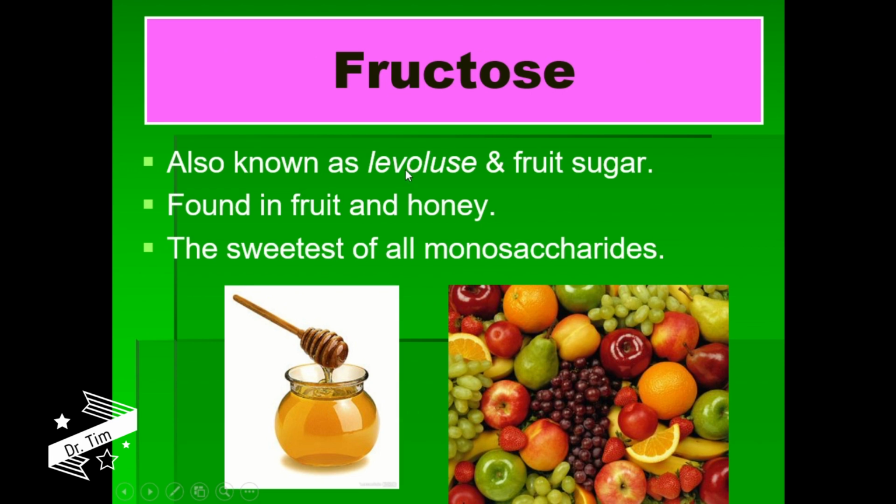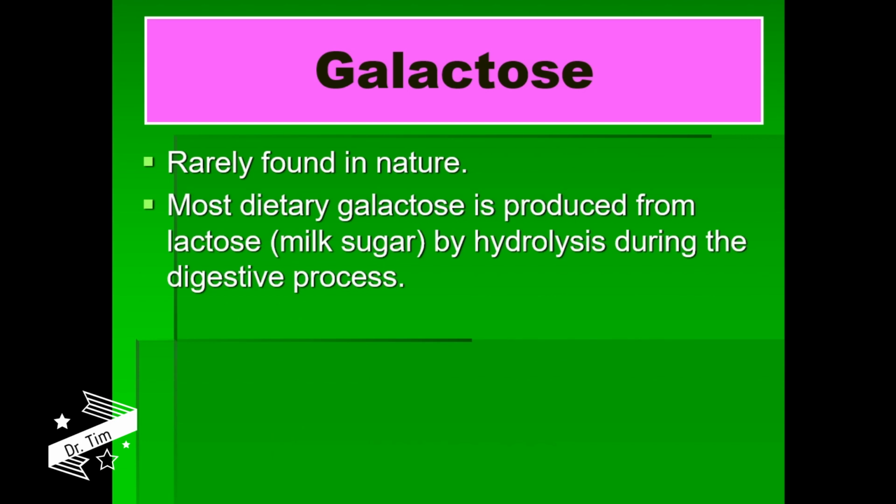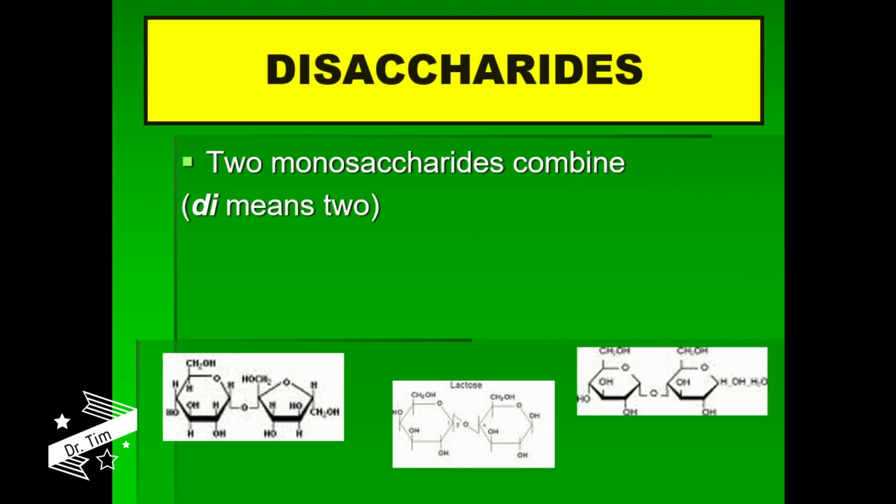How about the second type of monosaccharide? Fructose, also known as levulose or fruit sugar, can be found in fruit and honey, and it is the sweetest among all the monosaccharides. The third type of monosaccharide is galactose. Rarely found in nature, it is mostly found in milk sugar. Lactose is produced from milk sugar by hydrolysis during the digestive process.